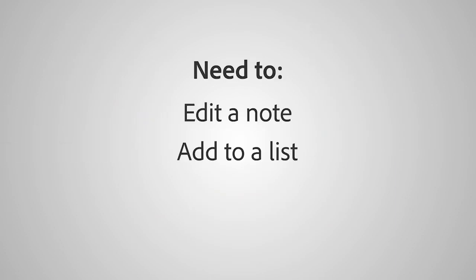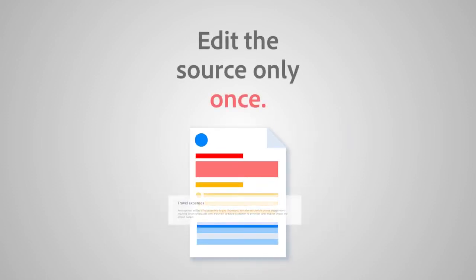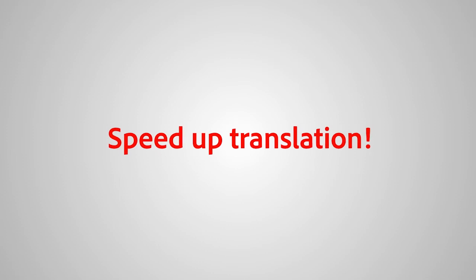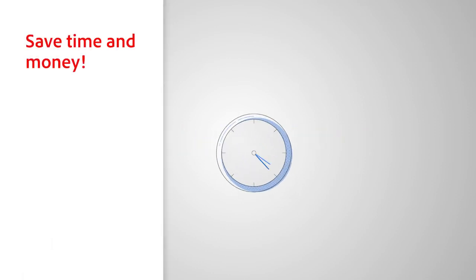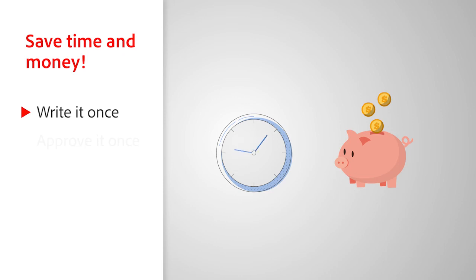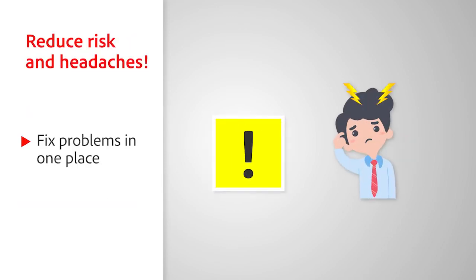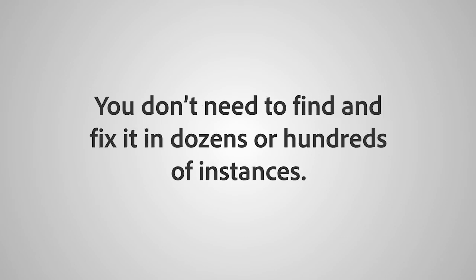Need to edit a note, add to a list of items, or refine a task? You can do it by editing the source once and allowing that to immediately cascade to all the places you use the same content. What else? You save time, save money, save yourself headaches, manage risk, speed up translation. It's true. You save time and money because you write it once. Your company approves it once, translates it once, and has legal review it only once. Risk is reduced. If there is a problem, you fix it in one place. You don't need to find and fix it in dozens or hundreds of instances.